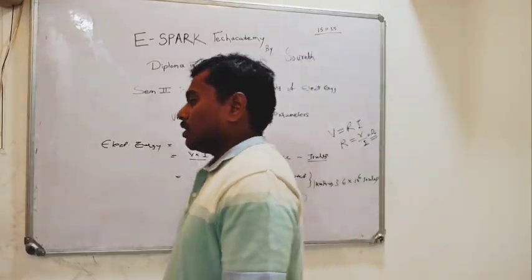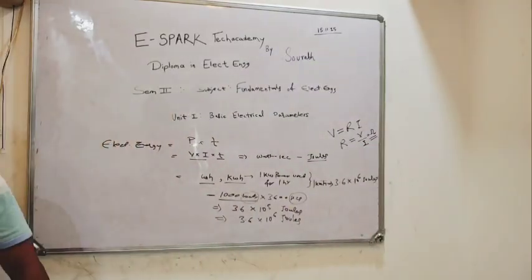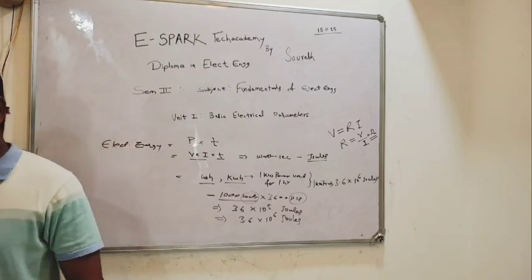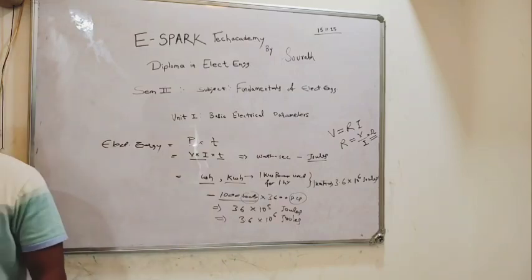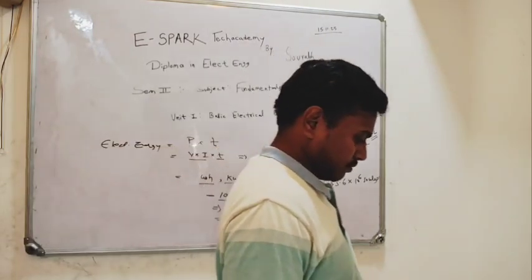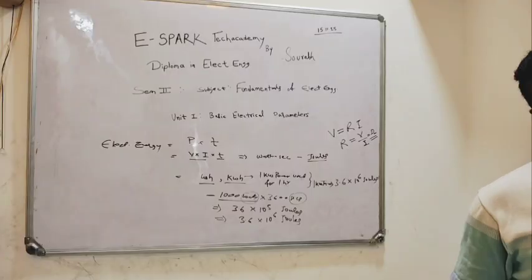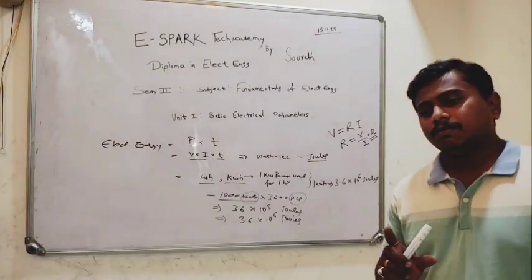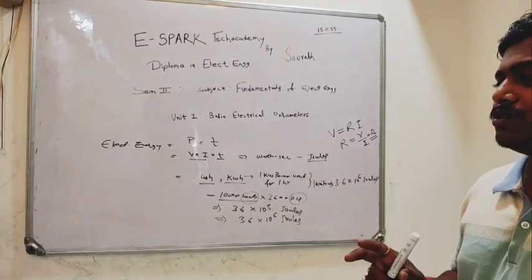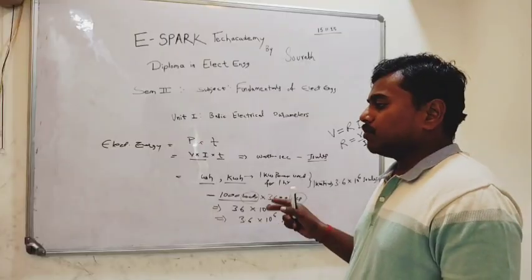Now I will explain the resistivity. Resistivity is nothing but a property of a material. Resistivity is the property of a material to resist the flow of current.